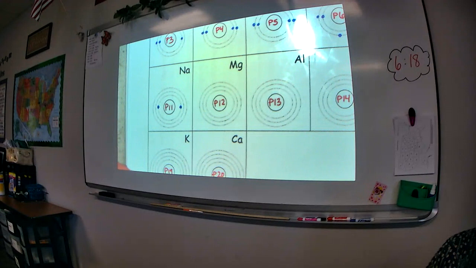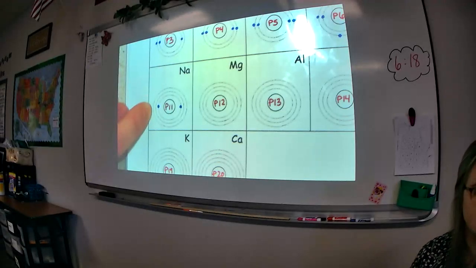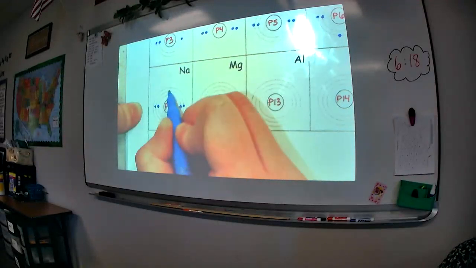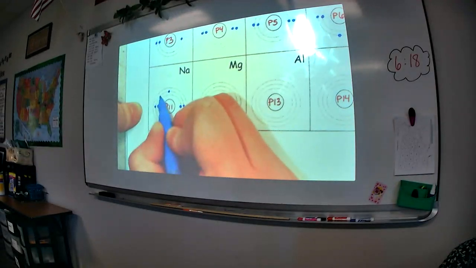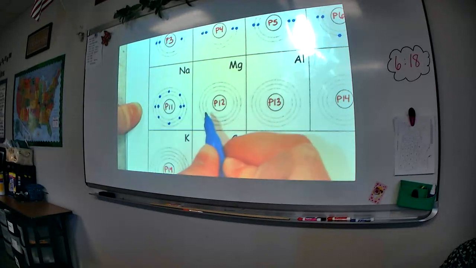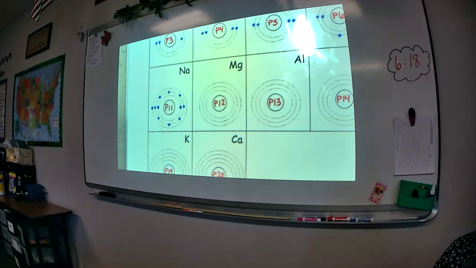Then I keep going. How many electrons can I put in the second shell? 8. I have to have 8 in that second shell in order to have a third shell. Does that make sense? So 1, 2, 3, 4, 5, 6, 7, 8, 9, 10, 11. So my third shell will only have 1.